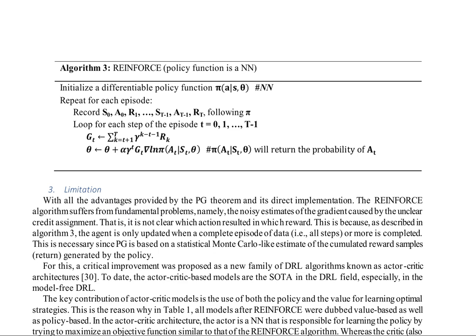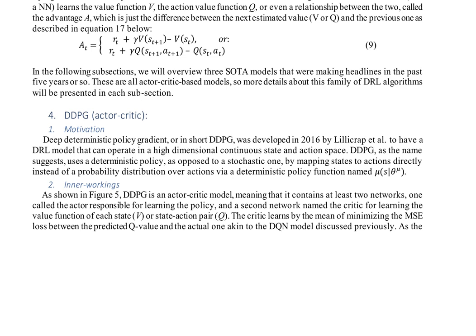To address this limitation, actor-critic architectures were proposed, which utilize both policy and value functions for learning optimal strategies. In these architectures, the actor, a neural network, learns the policy by maximizing an objective function, while the critic, also a neural network, learns the value function, action value function, or advantage function. The advantage function, described in equation 9, is the difference between the next estimated value and the previous one.